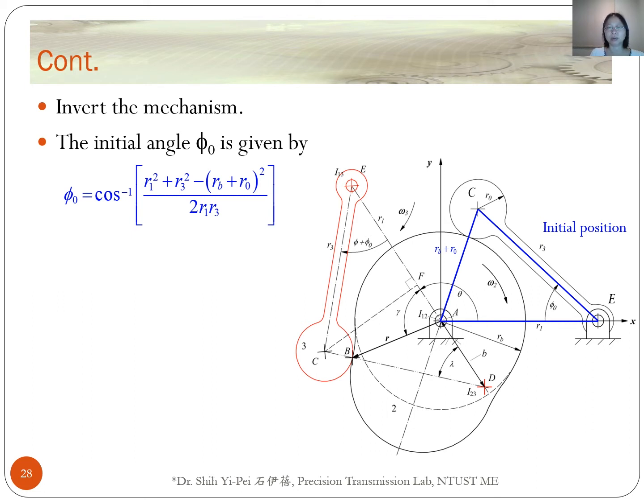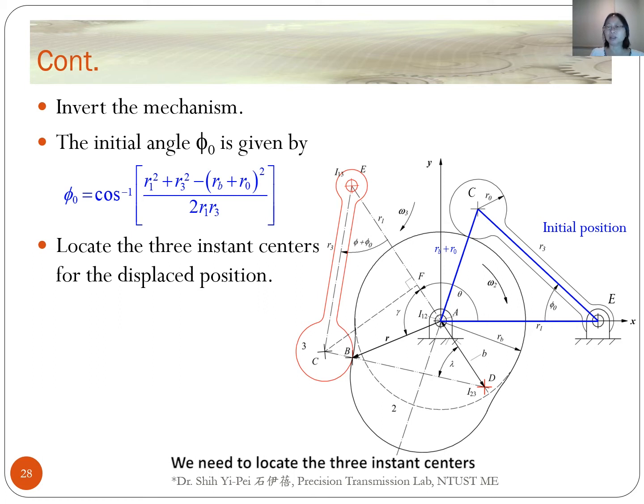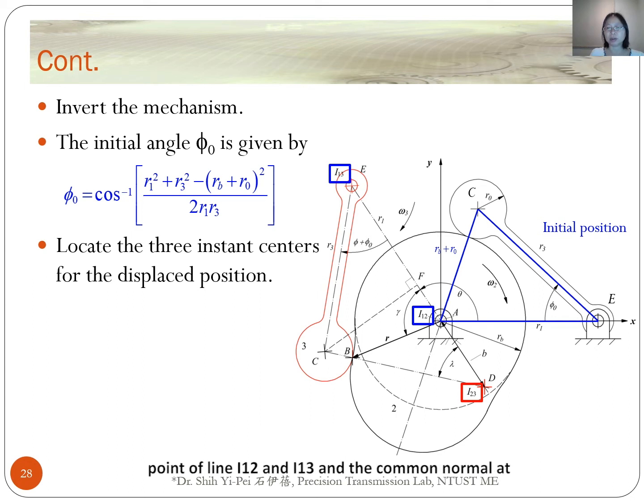To start the procedure, we need to locate the three instance centers I12, I13, and I23 for a system in the displaced position corresponding to theta. We can locate the instance centers I12 and I13 by inspection. I12 locates at the pin joint, and I13 is at the follower pivot. The instance center I23 locates at the intersection point of line I12 I13 and the common normal at the cam contact point B. We label I12, I23, and I13 as A, D, and E respectively.